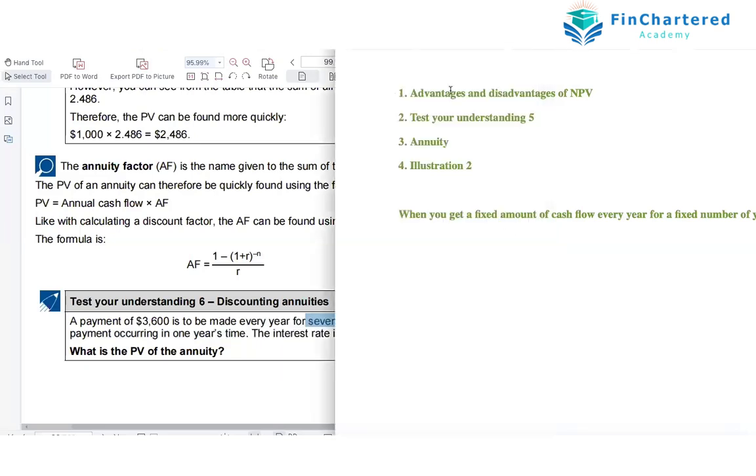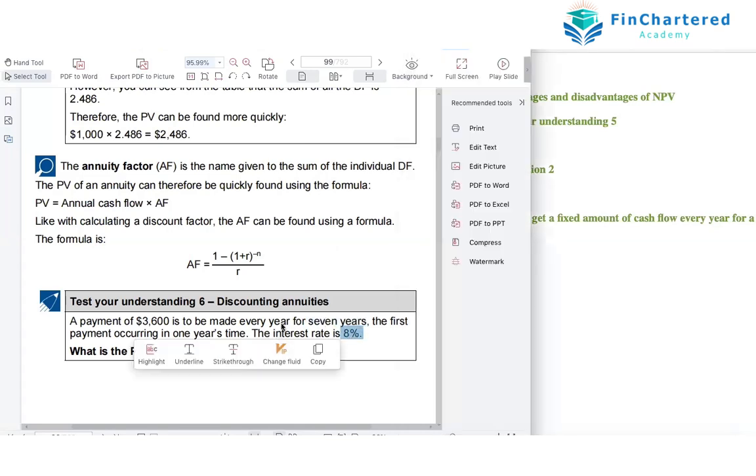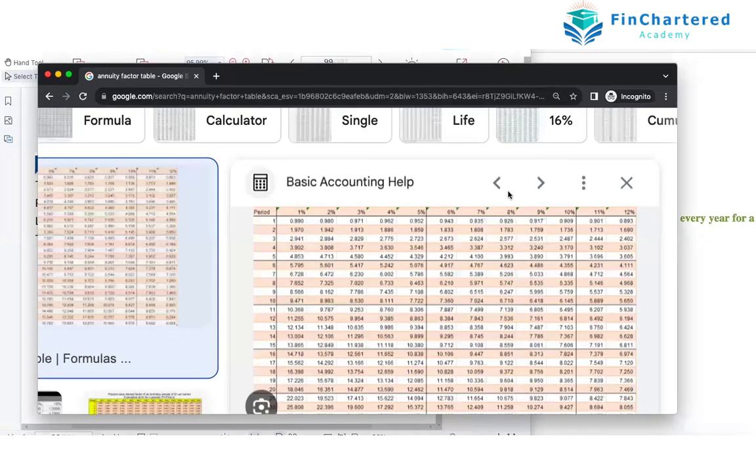So it's 2:53. Can we try to get the answer in less than 1 minute? Let's see how many of you can take up the challenge. 3,600 is the future amount. Multiply it with the annuity factor. Annuity factor is again 8% for how many? 7 years. So 8% for 7 years.